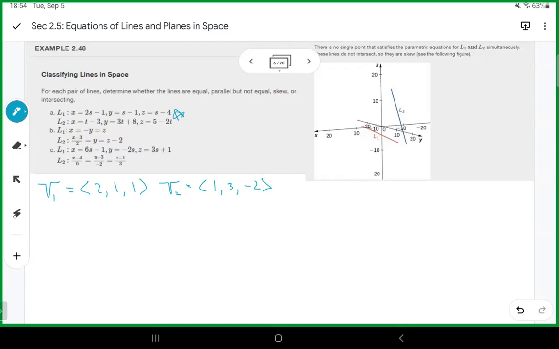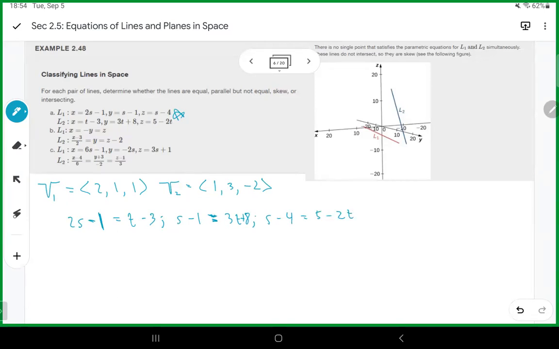So using everything we just went over, we would have 2s minus 1 equals t minus 3. And then we would have s minus 1 equal to 3t plus 8. And then we would have s minus 4 equals 5 minus 2t.